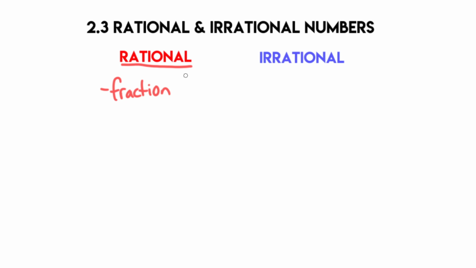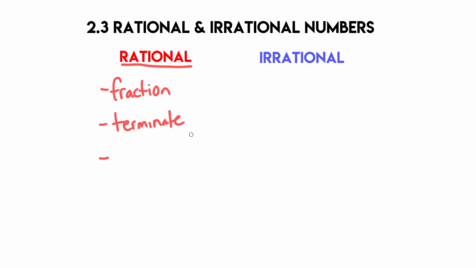You have, let's say, some number y over some number x. Any fraction is rational. Rational numbers also terminate, or they end. They do not go on into infinity. They at some point end. They can be very long, like 10,000 digits long, but they will eventually end.